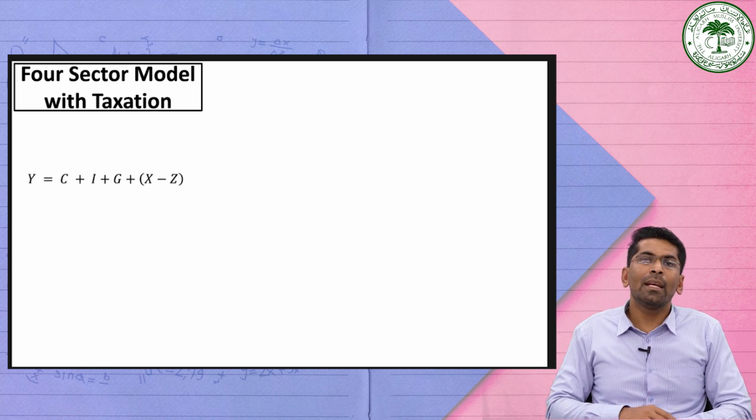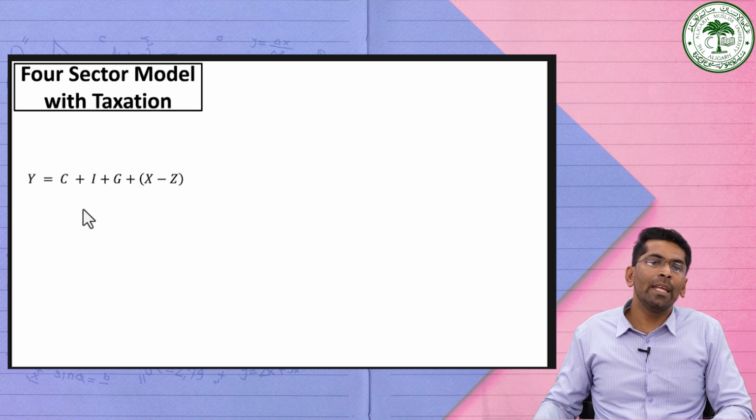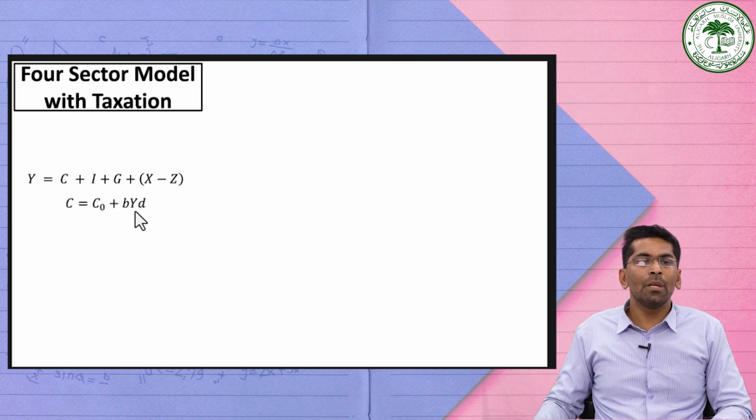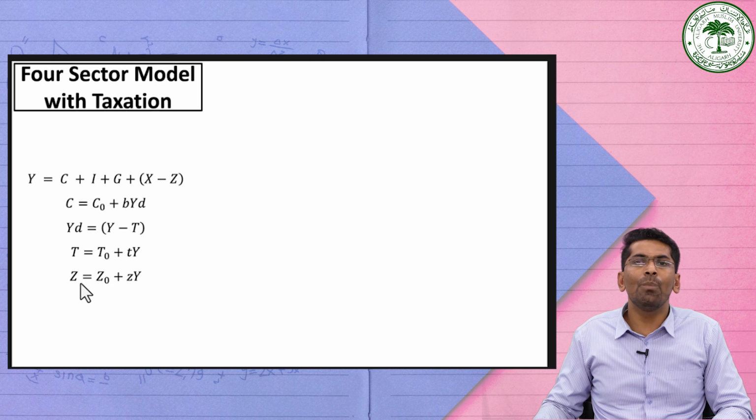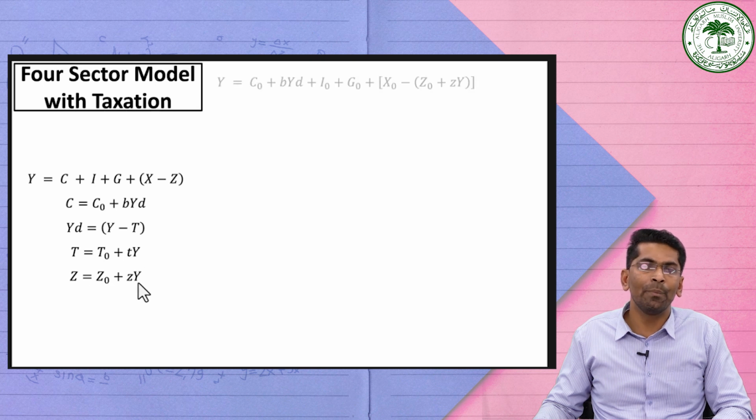See, the level of income which is already given here. Now consumption function is also given. YD, that is disposable income, is equal to Y minus T. T is also the function of level of income. Then Z is also function of, that is import is also function of level of income. Then we are substituting all these things into the income equation.